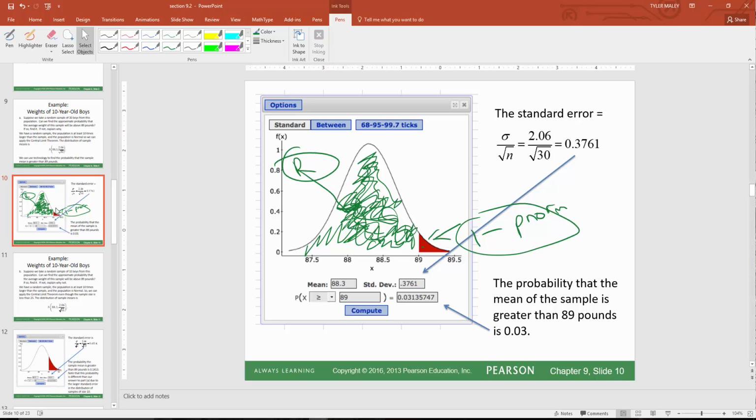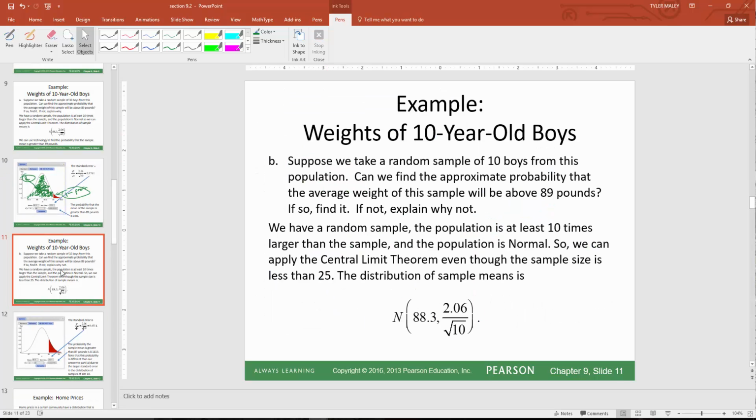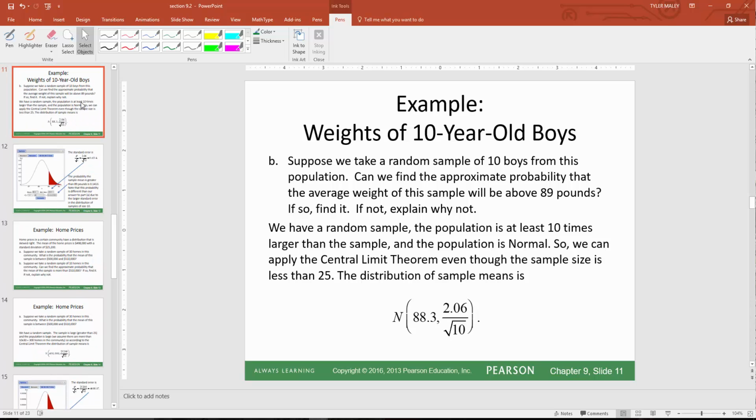Finding the p-value, same thing. So then on this next slide, we're looking at part B. Now let's suppose we take a random sample of 10 boys. Can we find the approximate probability the average weight of the sample will be above 89 pounds? If so, find it. If not, explain why. Again, we have a random sample. We know the population will be at least 10 times larger than the sample, and the population we were told is normal, so we're checking those conditions. Since those conditions are all true, we can apply the central limit theorem, even though the sample size is less than 25, because we're told that the population is normal.